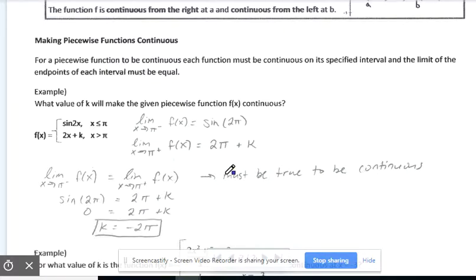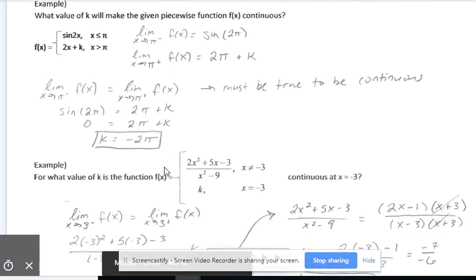So we set the left-hand limit, so sine of 2 pi equal, well, it's 2x, and we're plugging in pi because that's the point that we're concerned with. So sine of 2 pi equals 2x plus k, 2 pi plus k, and then we just need to solve for k. So sine of 2 pi is 0 equals 2 pi plus k, which means k equals negative 2 pi. So that's the value of k that will make this piecewise function continuous.